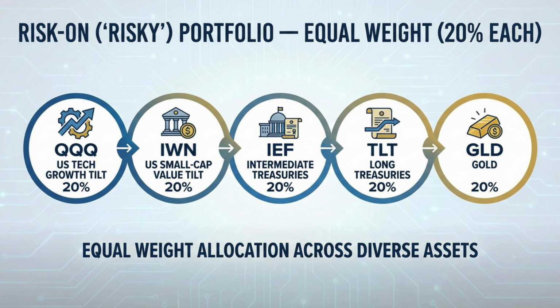The risk-on portfolio is simple. 5 assets, equal weighted, so 20% each. 2 are equities with different flavors. QQQ leans toward growth and tech, while IWN leans towards small cap value, improving diversification versus holding overlapping large cap stock funds. Then you've got 2 treasury bond funds, intermediate and long duration, and a gold allocation. It's intentionally built to be more all-weather, meaning it's not betting everything on one economic outcome.